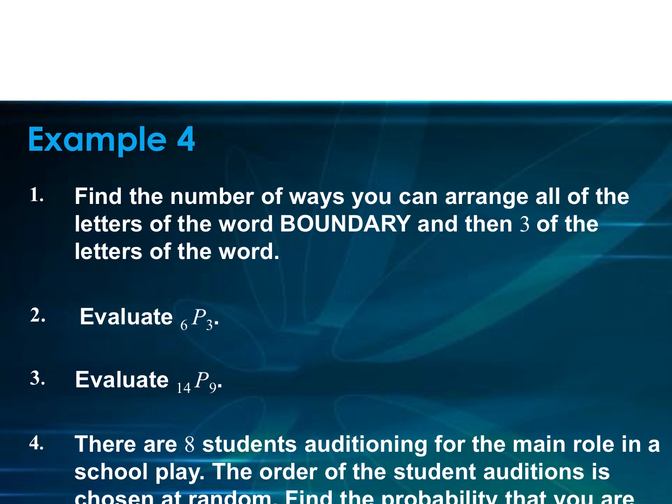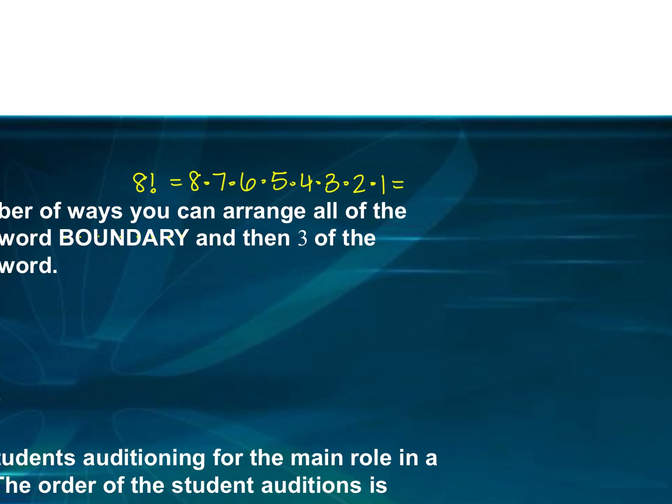How many letters are in the word? How many letters are in the word boundary? Just count them. 1, 2, 3, 4, 5, 6, 7, 8. So just basic different rearrangements. I'm going to have 8 factorial. 8 factorial is going to give me 8 times 7 times 6 times 5, 4, 3, 2, and 1. Keep in mind you can just use the factorial on your calculator. 8 factorial. Once you plug that in on your calculator, what would that give you?